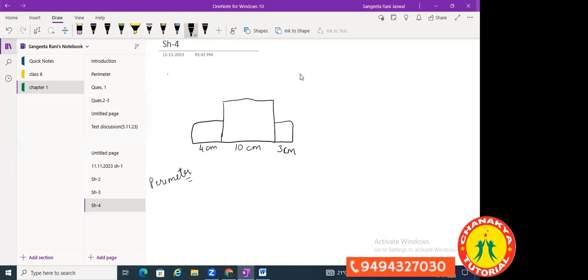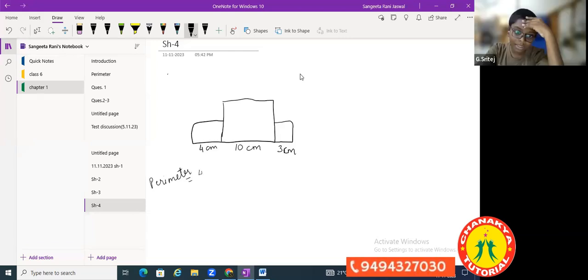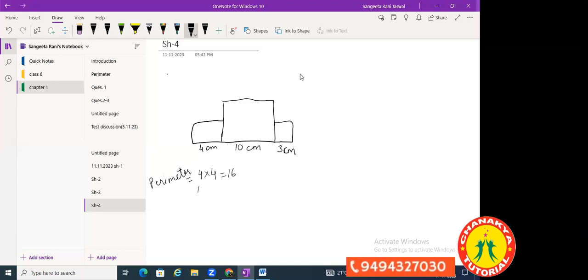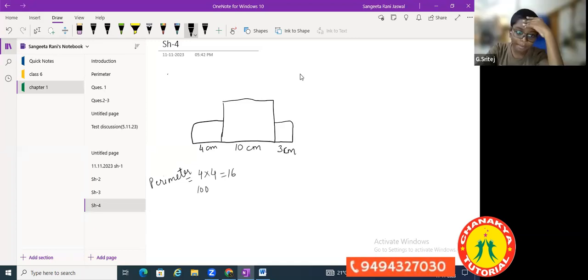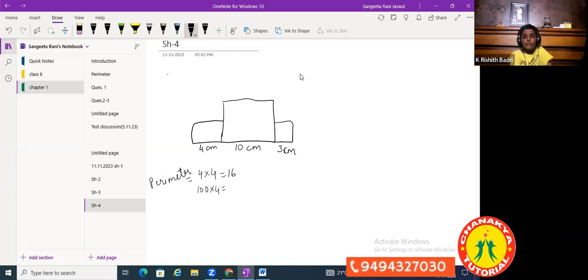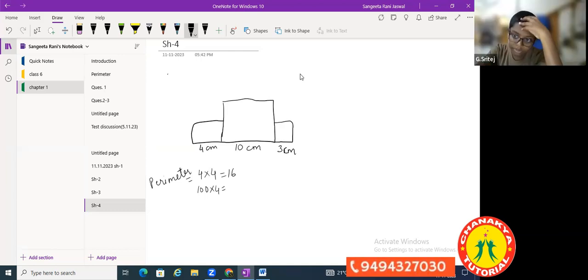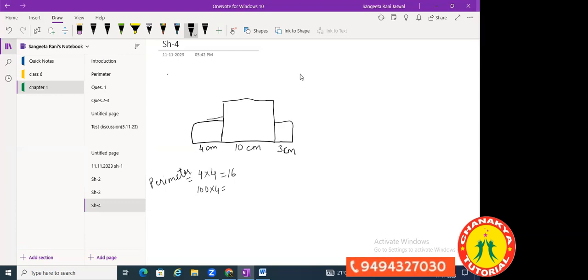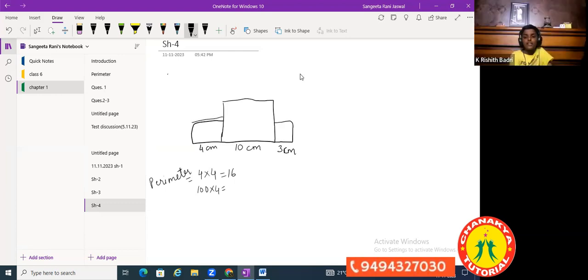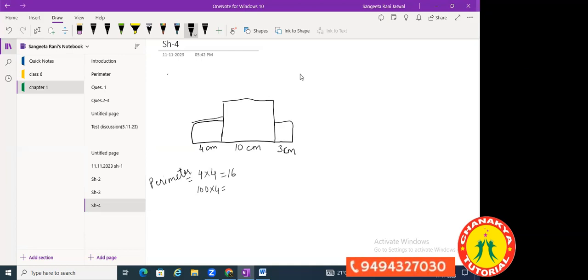So the first square is 4. 4 fours are 16. Again 10 tens are 100. Again 3 threes are 9. So when we add everything together, it's 125 meters. No, ma'am, but in the 4 centimeter square, that side is sharing. Ma'am, I got 61. Yes, one side is sharing, so that's why it's 61 centimeters. Yes, ma'am. So you need to find the 4 centimeter and 3 centimeter squares, we need to multiply by 3, not by 4. Teacher, then we can do 10 fours are 40.